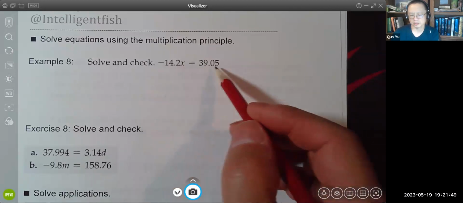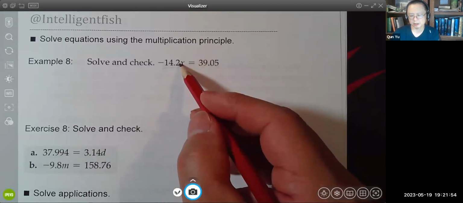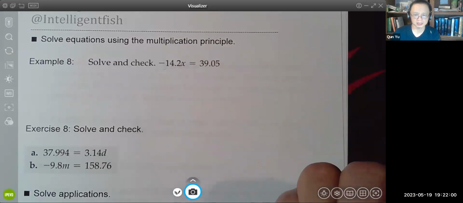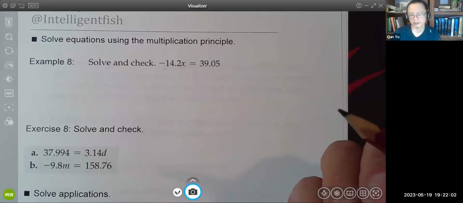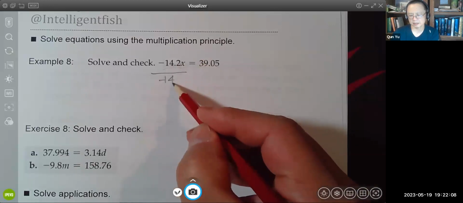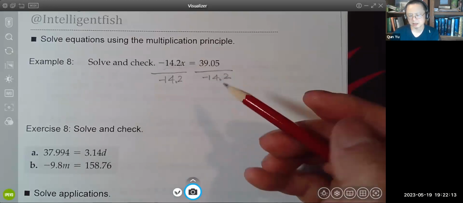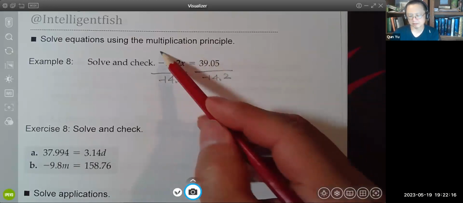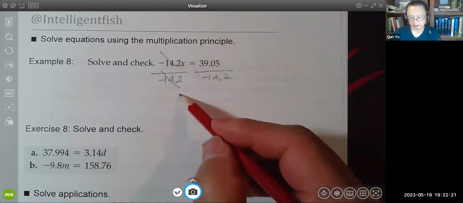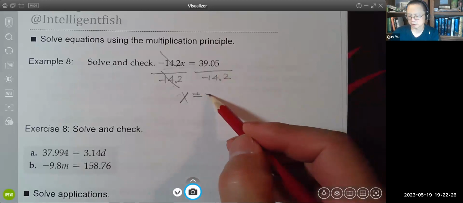What is the opposite operation of this? This 14.2 and x are connected by multiplication. We want to undo this multiplication by using the opposite operation of multiplication, division. So we divide by this number in front of x, whatever it is. It doesn't matter what it is, because anything divided by itself is 1. That's why we do division. We want to have x, which means 1x. The result is this division between these two numbers. The result is negative for sure.